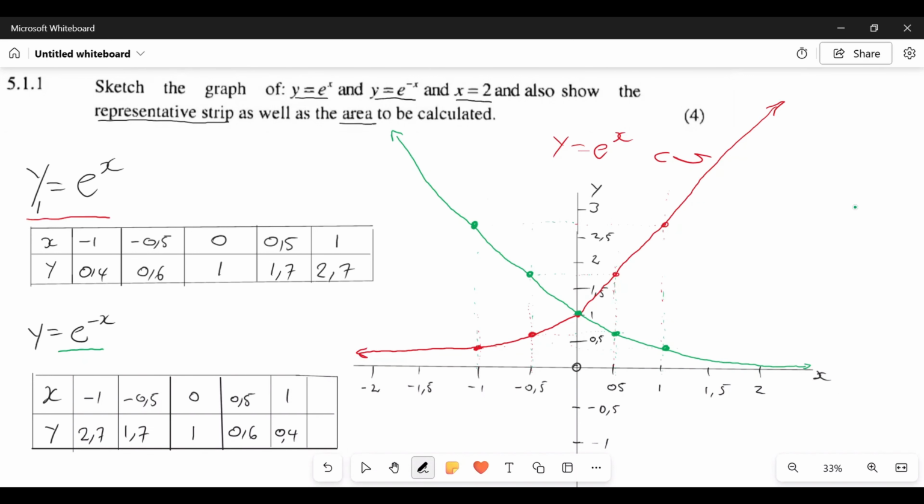There we go, guys. We managed to draw our graph, which, let's call it, y is equal to e to the power of negative x. So this is the second graph. Now, guys, we are given a limit, which is x equal to 2. So we need to draw a vertical line that is going upwards and then create the area that is caused by these two limits.